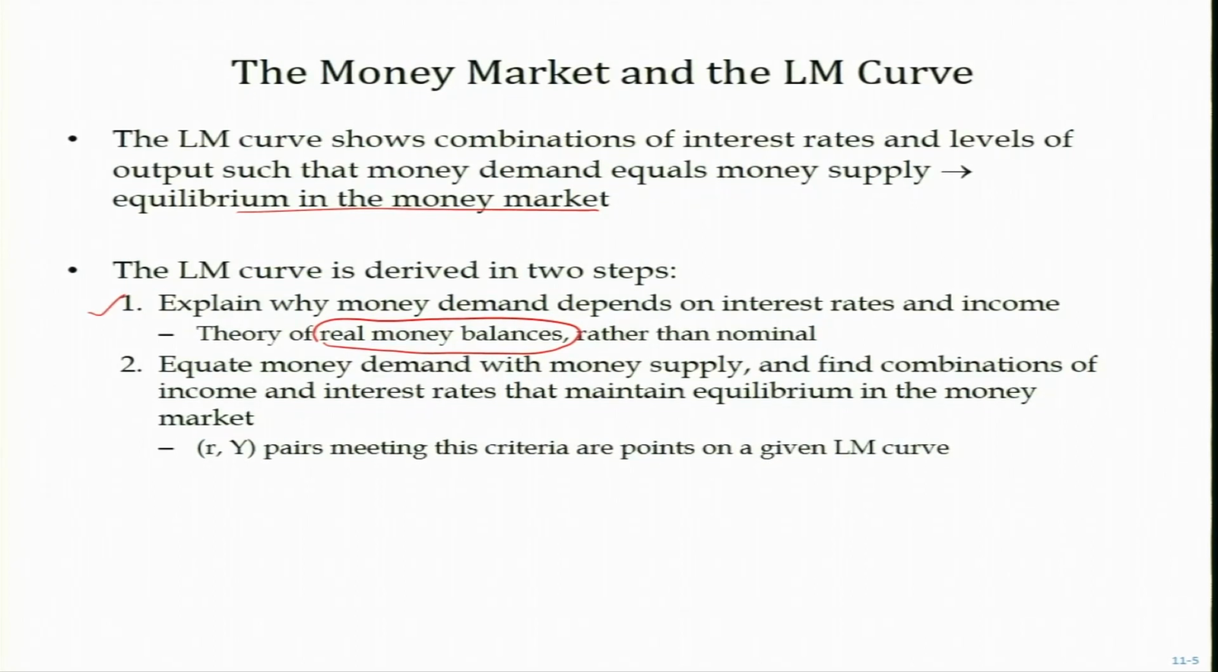Second, equate money demand with money supply, and money supply is anyway exogenously determined. Then equate money demand with money supply and find combinations of income and interest rates that maintain equilibrium in the money market. So here the small letter r is the rate of interest, and capital letter Y is the income, GDP. The pairs meeting this criterion are points on a given LM curve.